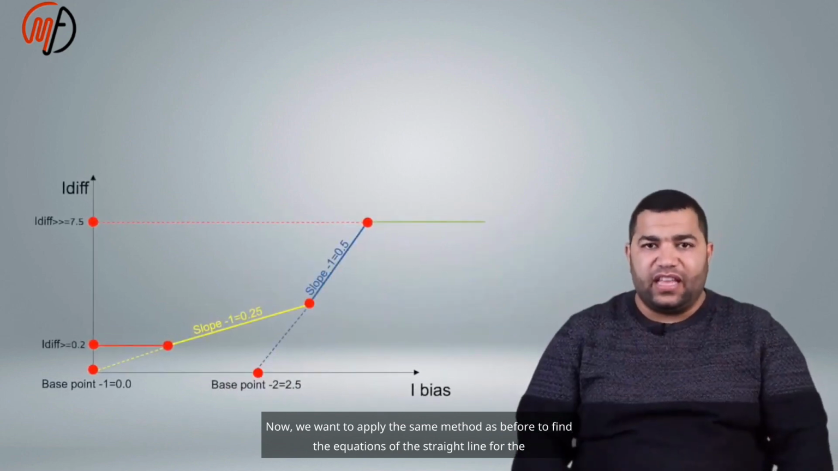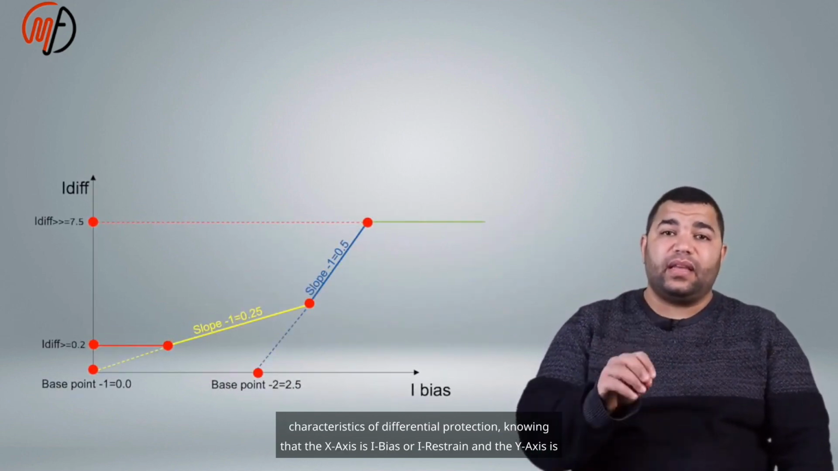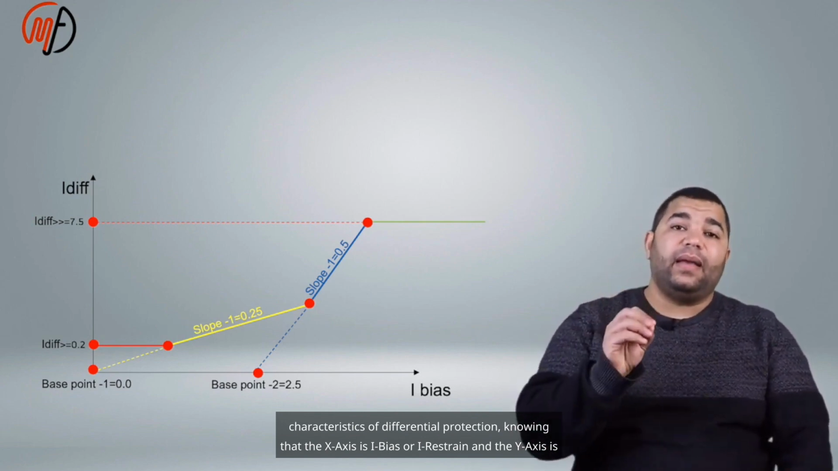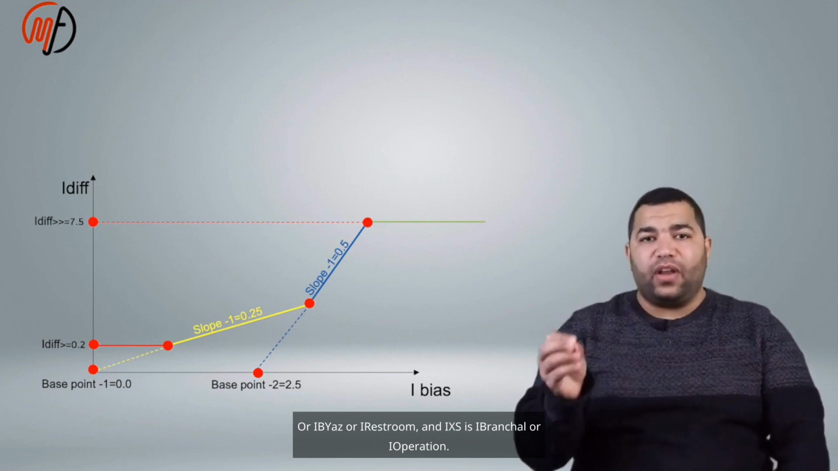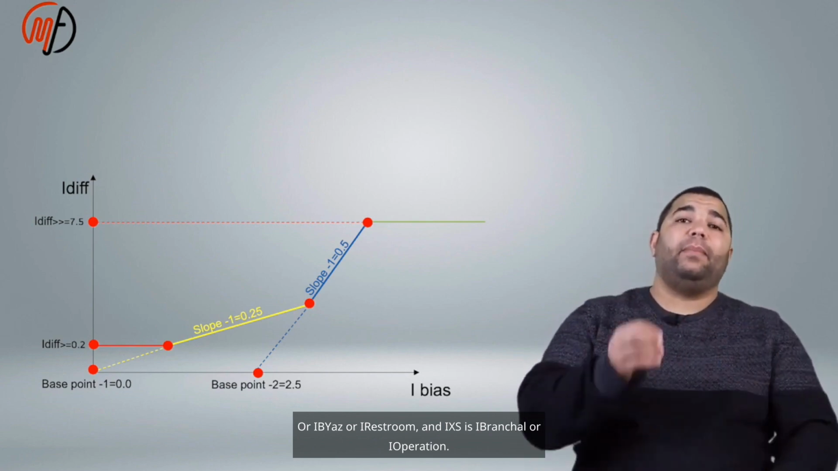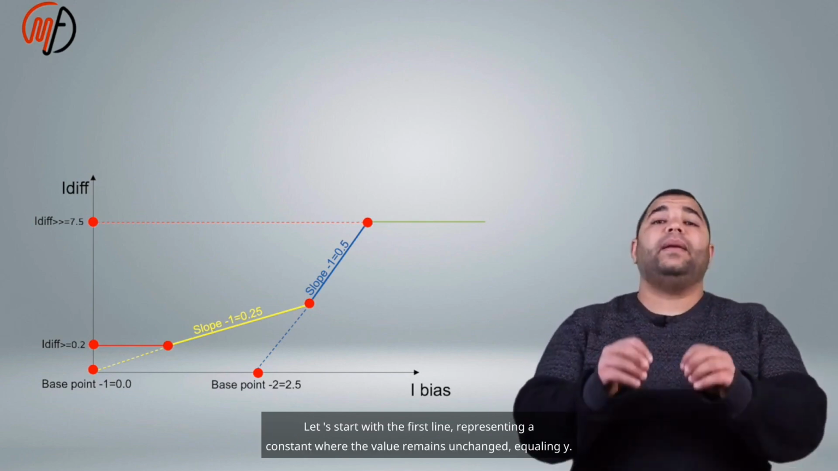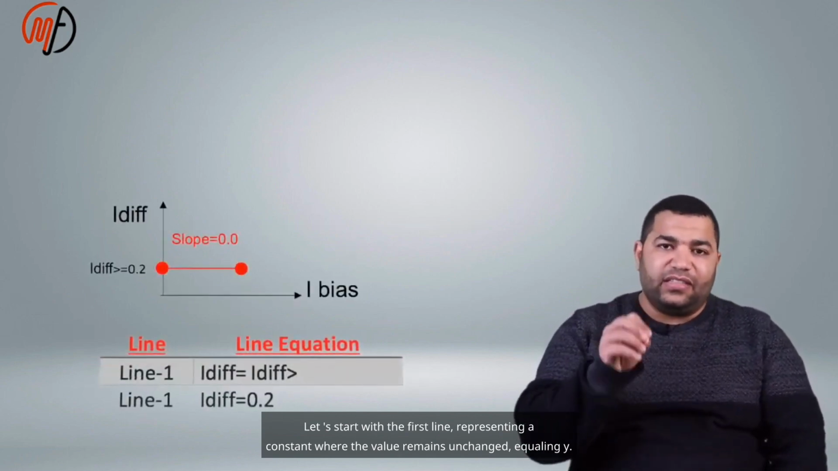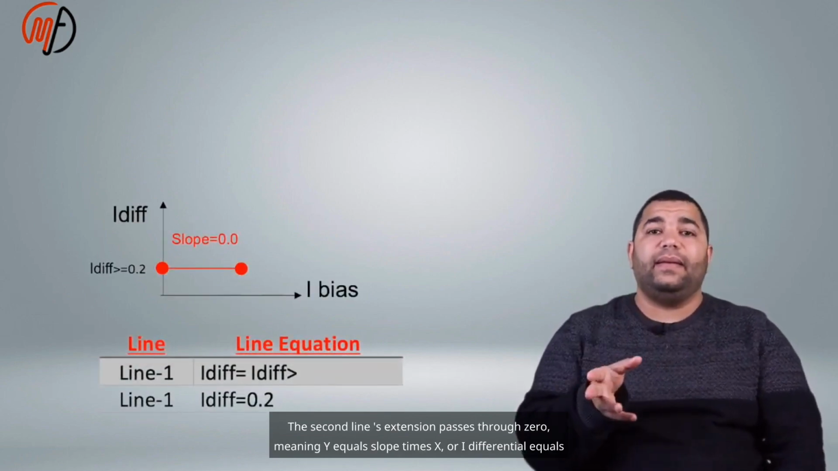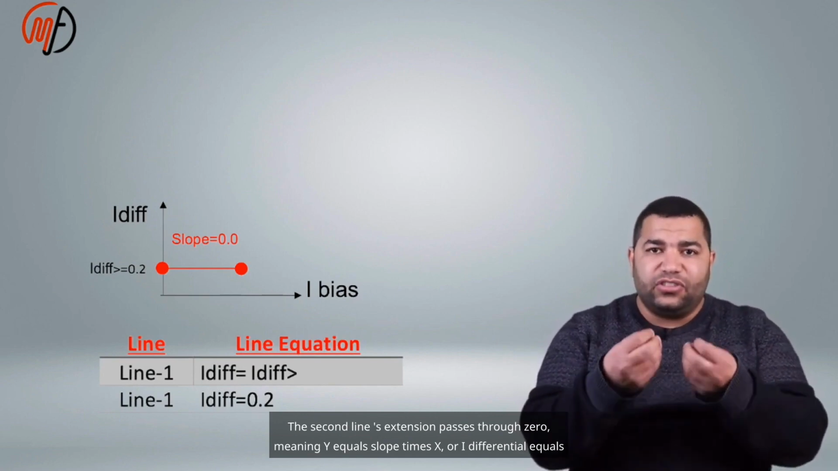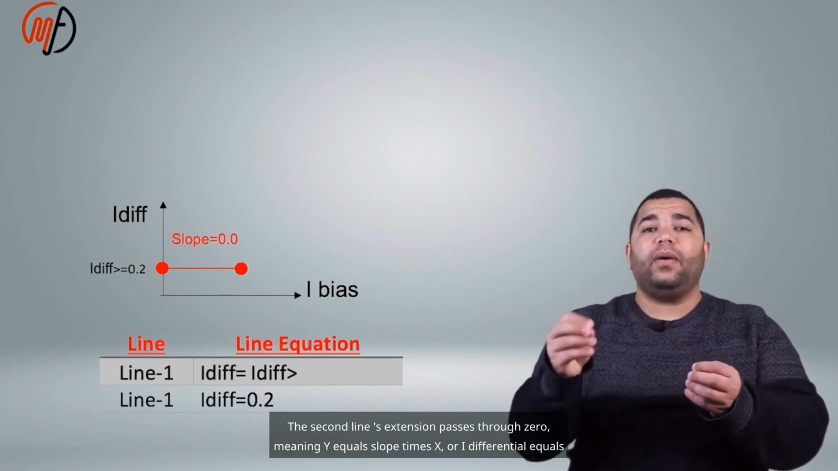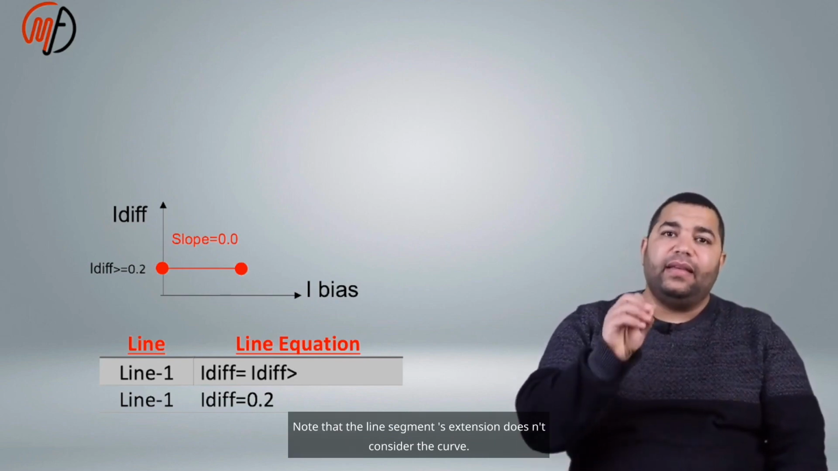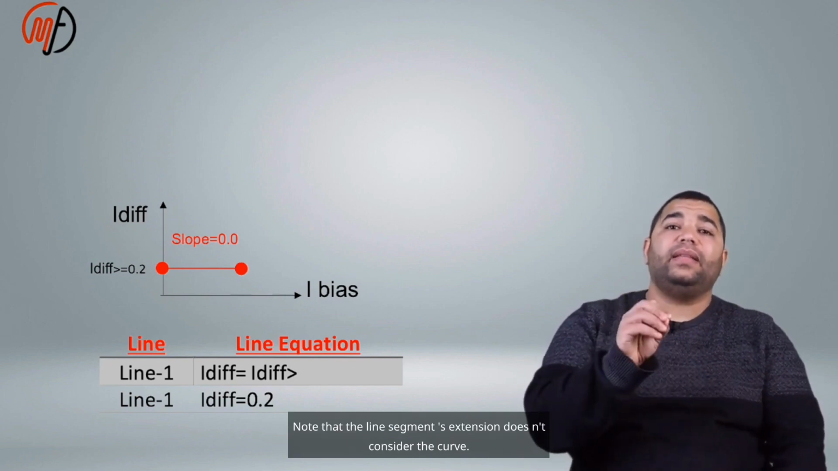Now we want to apply the same method as before to find the equations of the straight lines for the characteristics of differential protection, knowing that the x-axis is I bias or I restrain and the y-axis is I differential or I operating. Let's start with the first line, representing a constant where the value remains unchanged. The second line's extension passes through 0, meaning y equals slope times x, or I differential equals slope 1 times I bias. Note that the line segment's extension doesn't consider the curve.